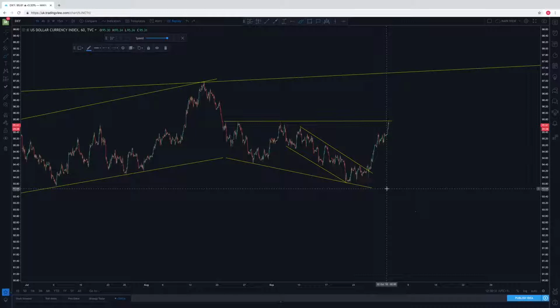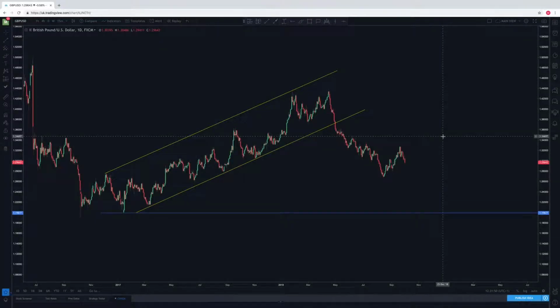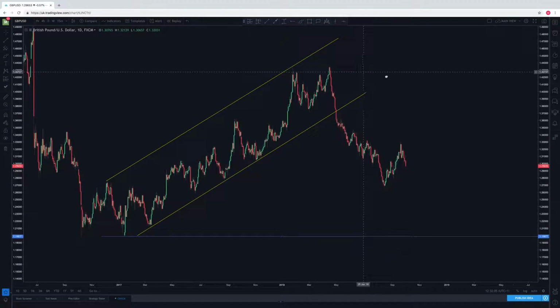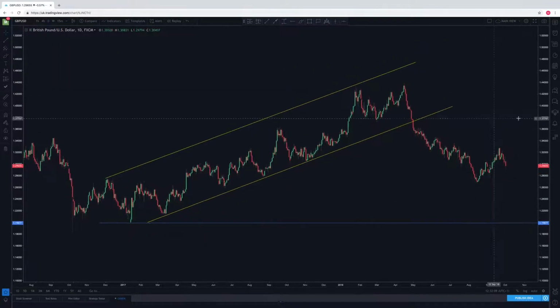Now let's take a look at another example on pound dollar. So here we have pound dollar, guys and girls, and I want to dig into this example. If you remember this particular structure, we've been looking at this big ascending channel for a sell setup for a very, very long period of time as it corrected up to the downside, as we can see this playing out now. More importantly, it's the pattern separation that really helped in this situation. So let's take a look.